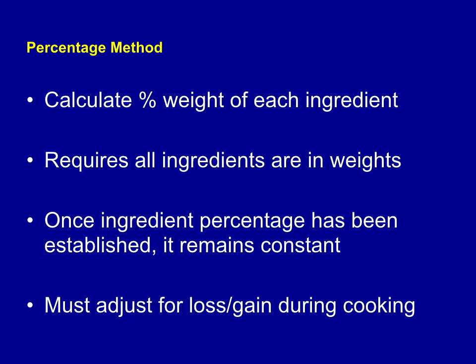So there are other ways to scale up or scale down a recipe. So we had the factor method, and another method would be the percentage method. So the percentage method works by calculating the total weight of the ingredients and then calculating the percent of each ingredient. So this percent of each ingredient stays constant regardless of whether you scale up or scale down the recipe. So let's see this in action.